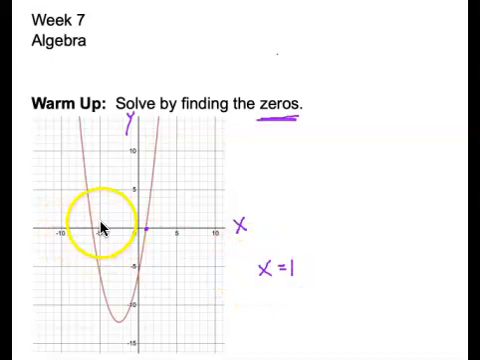And then we've got one more over here. And where is that one at? So one unit, we've got -5, and take one more away, so that would be x equals -6. So our two zeros are at x equals 1 and x equals -6.